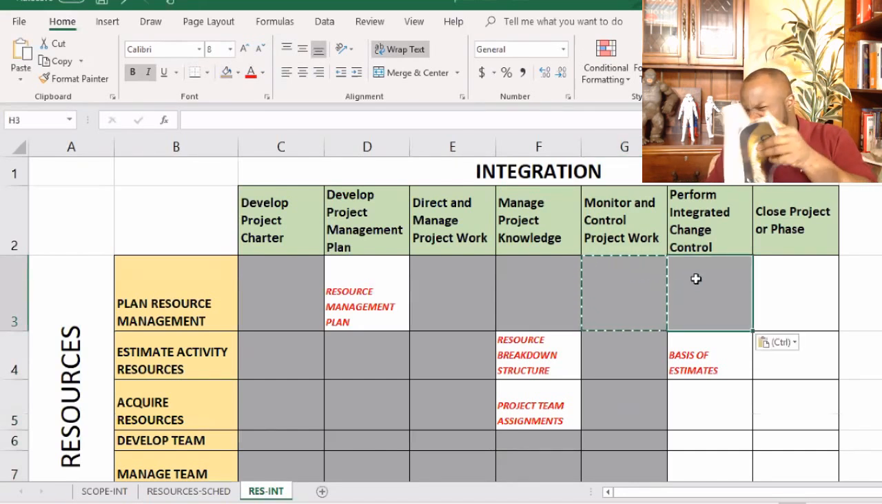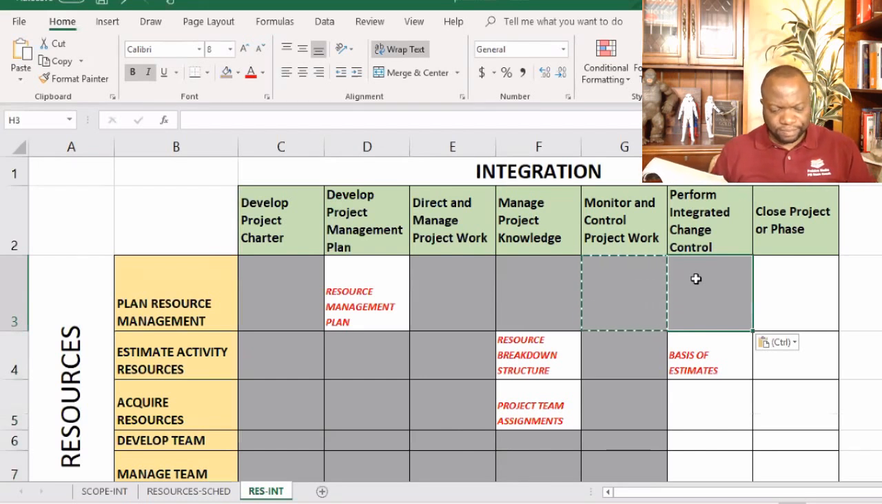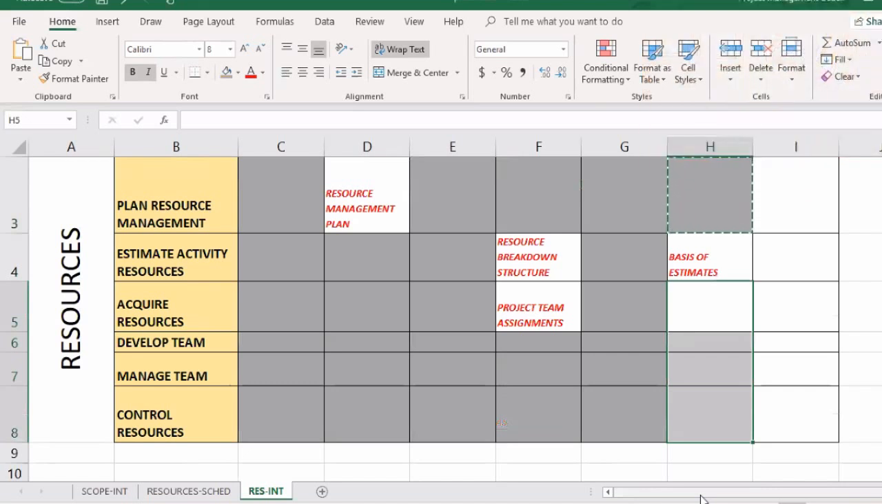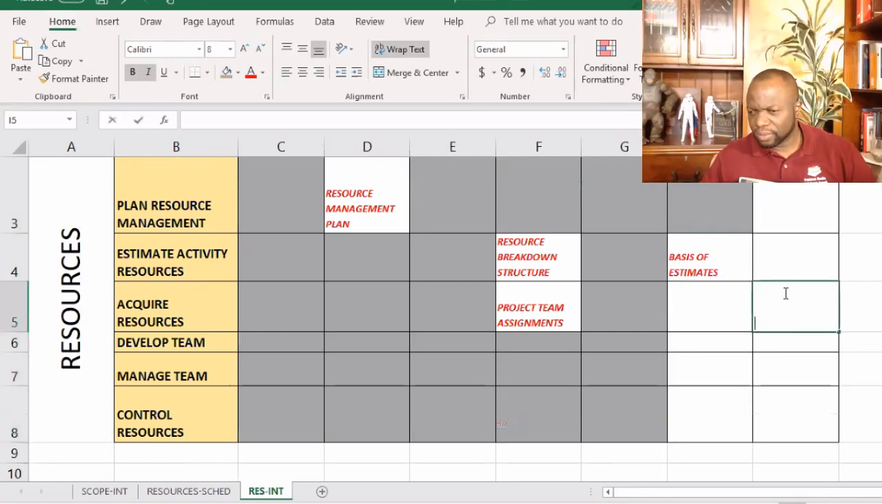Let's go down the remainder of perform integrated change control. Nothing else from resources to my knowledge. So let us do the same. Excuse me for a second. All right, not that bad. Okay. So that's that. And we've got one more left. You see, that didn't take long.